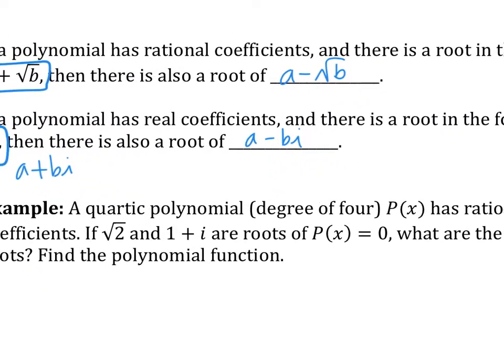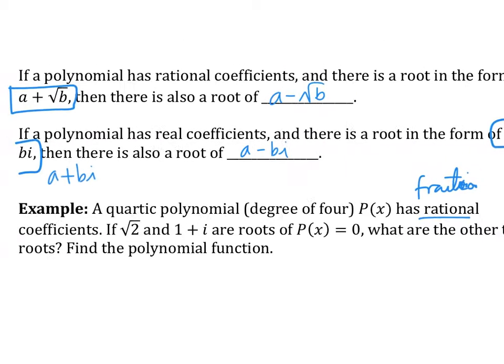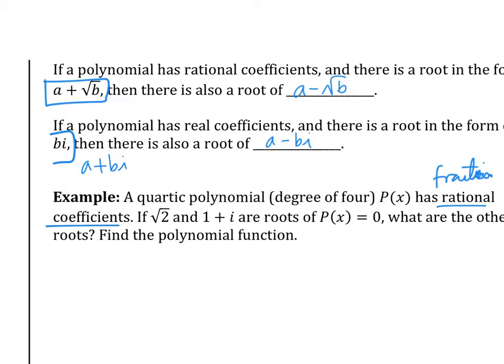A quartic polynomial, degree of 4, p has rational coefficients. What does rational mean? No. We just did the rational root theorem. Fraction. So something you can put into a fraction. Coefficients. What does coefficient mean? Number in front of the x. So they're telling us that this polynomial has coefficients that are fractions or integers, something like that.